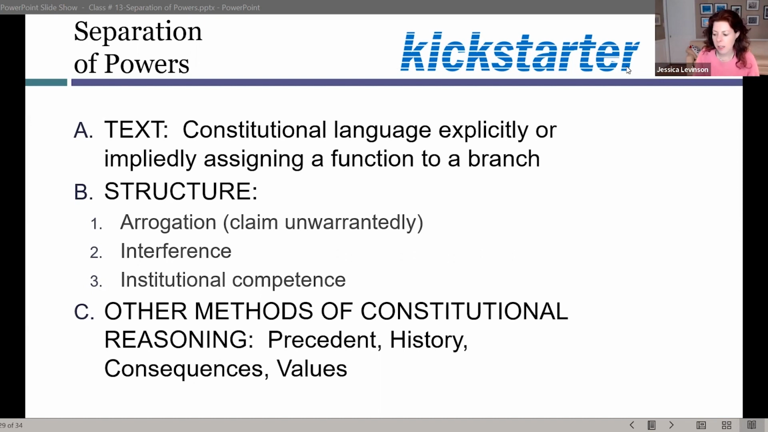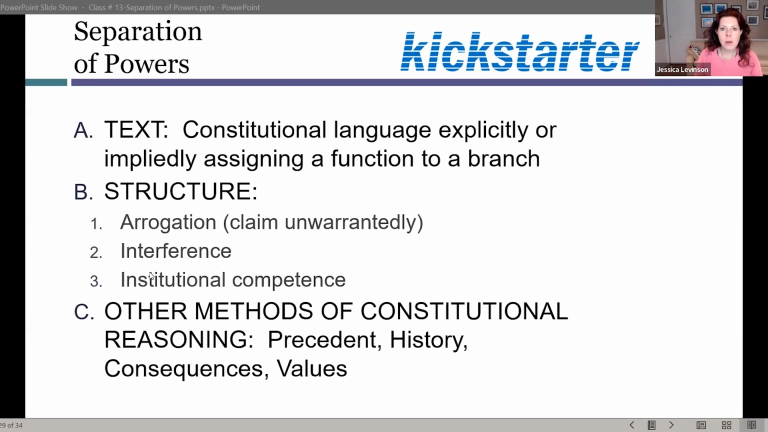Now, in terms of the Kickstarter, today's cases really deal with the interference idea, B2. The courts in this case are not arrogating, they're not taking somebody else's power. Instead, they're doing something that they ordinarily do. They're issuing subpoenas to witnesses, they're presiding over civil suits against defendants. So that's all a way of saying B1 is not an issue, and there's no doubt about B3, no doubt about institutional competence in this area. So again, what we're really focused on today for the rest of our cases is B2, interference.